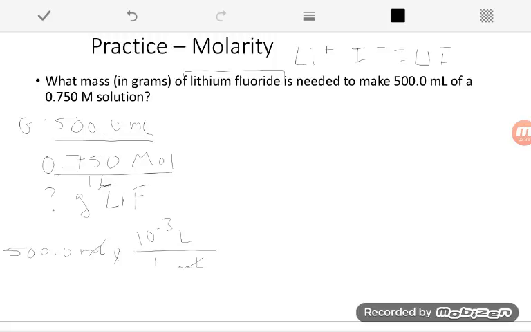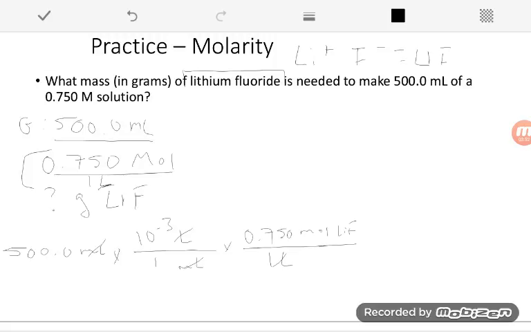So now we've gotten rid of the milliliters, now we have liters, now we can use this second piece. So we say, let's get rid of the liters, and that means we're going to 0.750 moles, this is moles of lithium fluoride, on top.